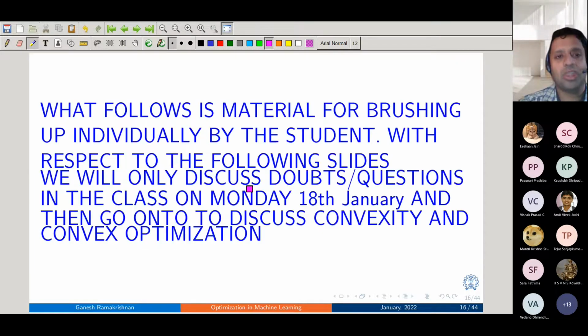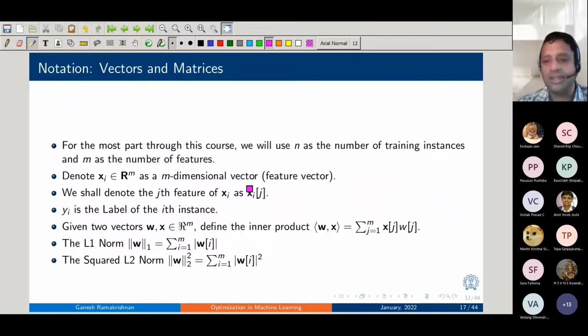So what follows is material for brushing up by the student. And I'm going to basically run through this. And for the next class on Monday, I would assume you would have brushed up. Okay. So vectors and matrices. We'll typically use n as the number of training instances and m as the number of features. So if xi is an m-dimensional vector of features, the jth element of xi would be denoted by xij.